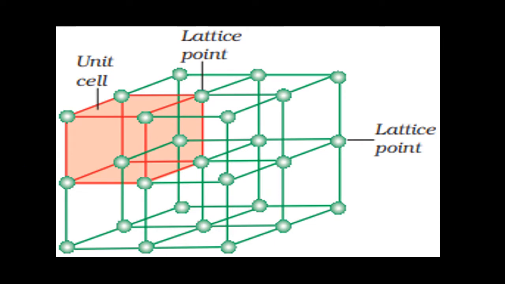This is a picture of a crystal lattice where we can see the unit cell, which is a small portion of the crystal lattice, which when repeated in different directions gives the entire crystal, and the point occupied by a particle is called a lattice point or lattice site.